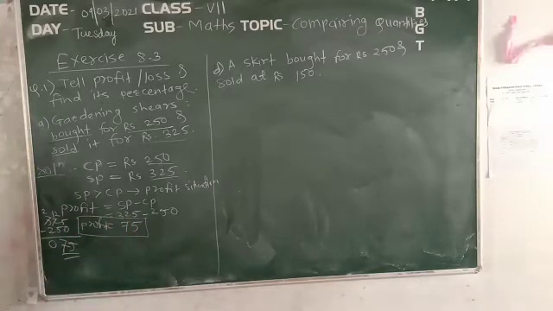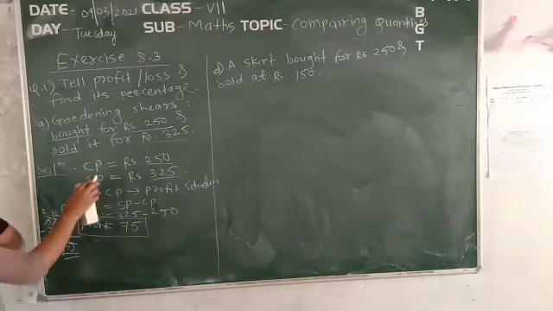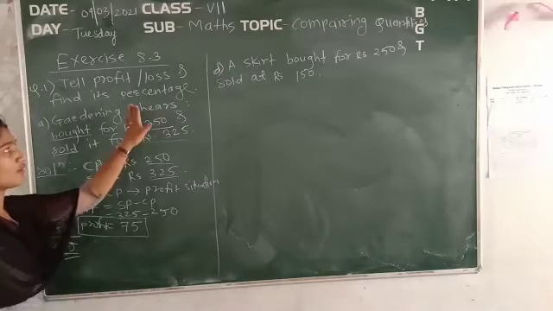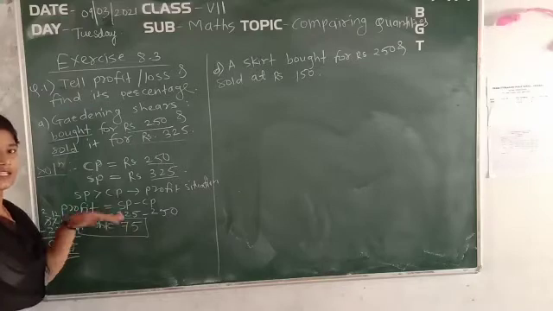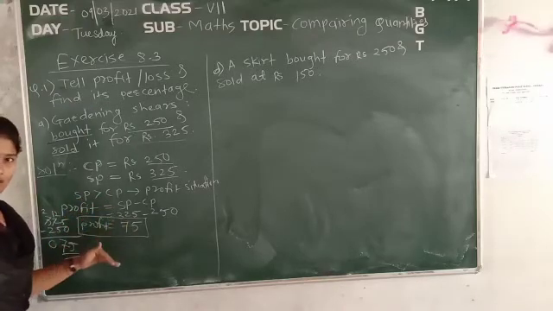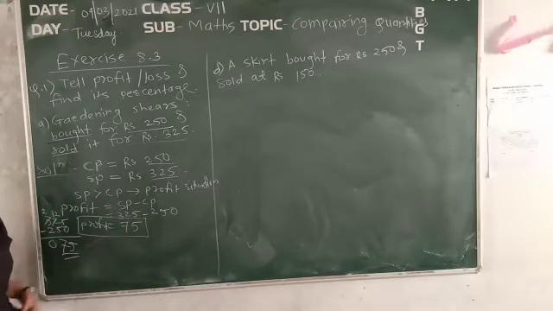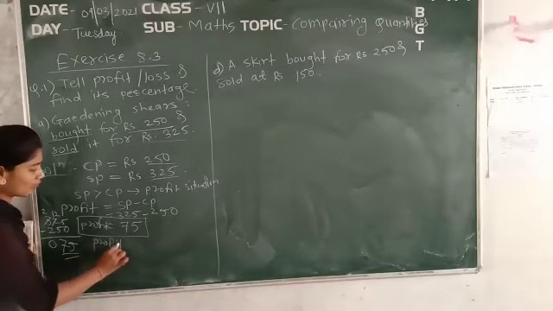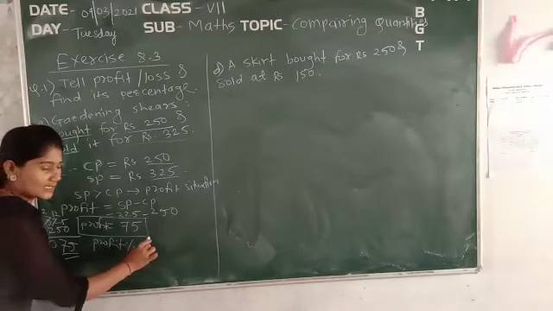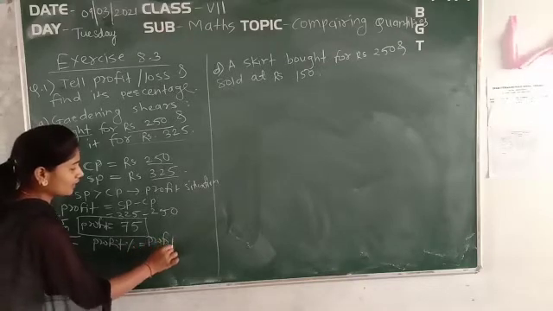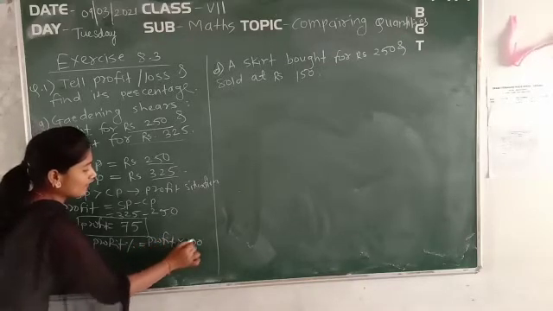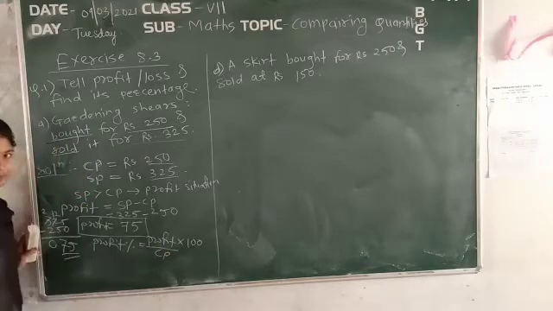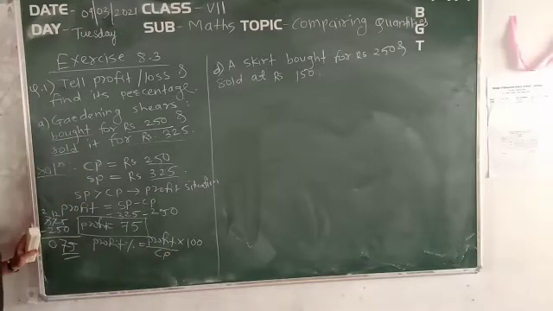Okay. Now what the question is asking you is, if you are done with the profit, you have to find out the profit percent. If you are done with the loss, you have to find out the loss percent. But here we are in the profit situation. So you already know the formula of profit percent. Profit percent is equal to profit into 100 divided by CP. Is it like that? Okay.